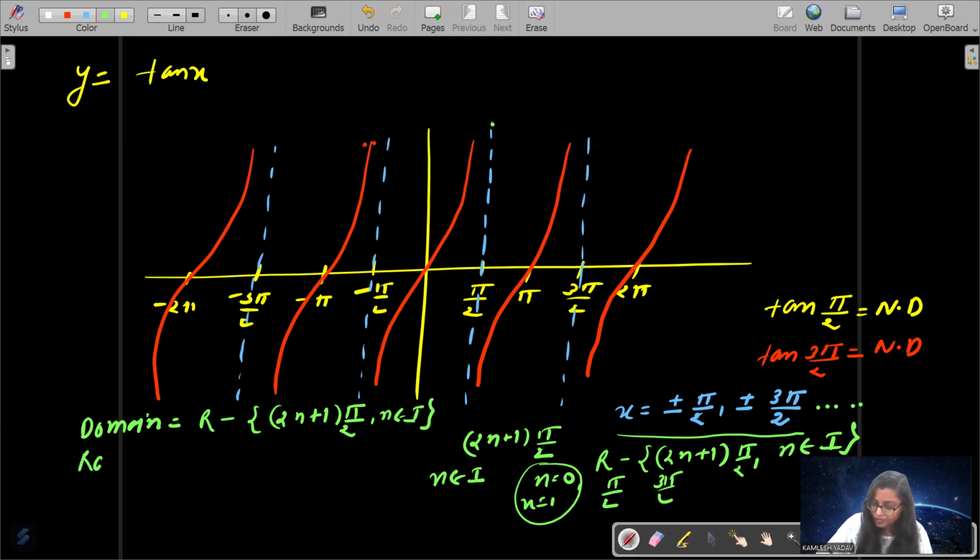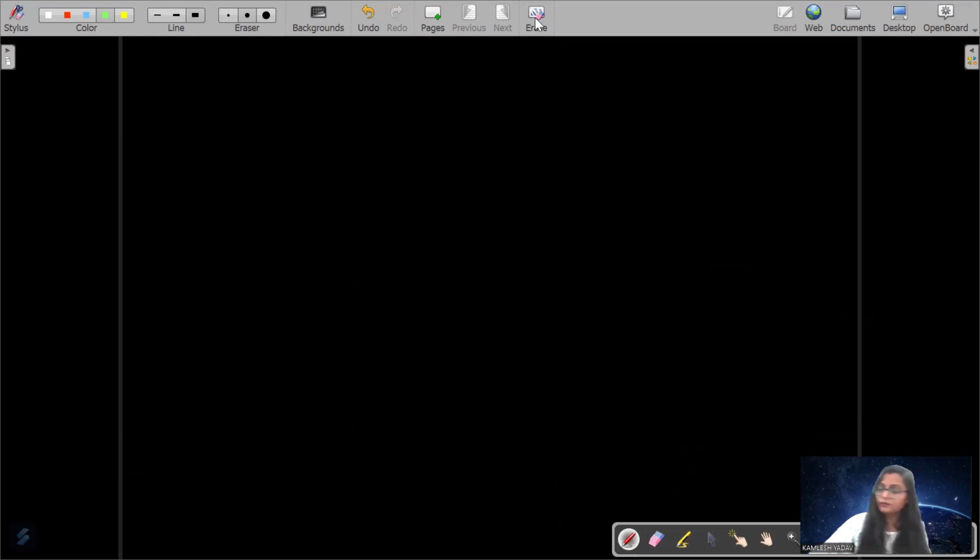And what about the range? In range, we see here our curve lies in all of R. So here the range is R. Now we go for the next graph.